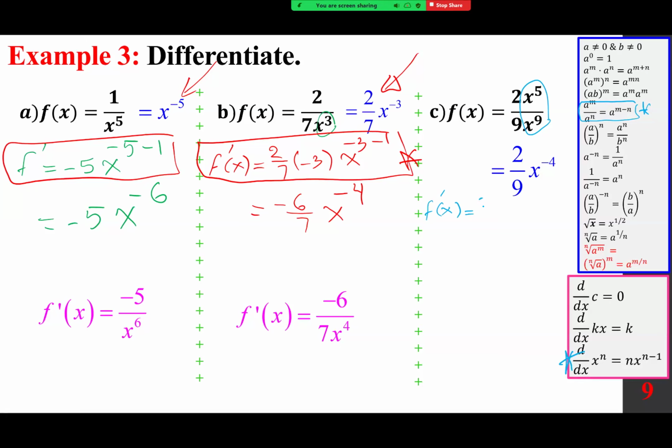F prime is 2 over 9 times negative 4 x to the power minus 4, subtract 1, we get minus 8 over 9 x to the power of minus 4. And now, again, exponential rule, negative exponential rule, take this down, minus 8 over 9 x to the power of 5, and you're done. It's that simple.